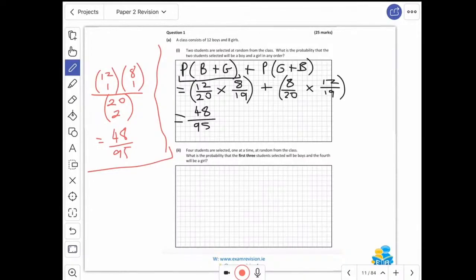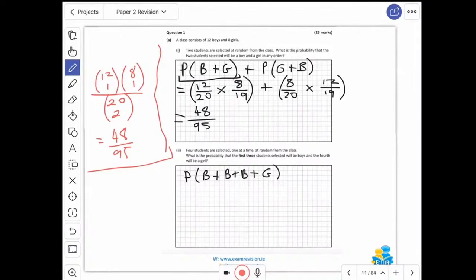Okay, and then part 2 says 4 students are selected, 1 at a time at random from the class. What is the probability that the first 3 students selected will be boys and the 4th will be a girl? Well, I'm going to approach this the exact same way I did the question above. So the probability that the first 3 students will be boys, so you're saying boy and boy and boy, and girl is your last selected person. And it is important that they are giving us that order, and it's not that it could be in lots of other orders. We'd obviously need to consider that if that was the case.